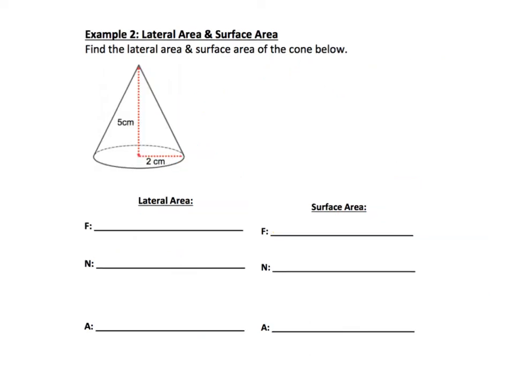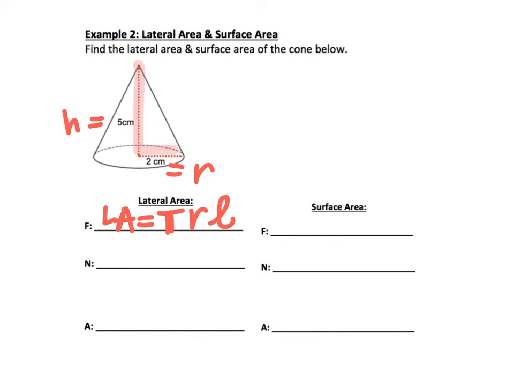Our second example, we need to find the lateral area and surface area again. Remember, my formula for lateral area is LA equals pi times the radius times the slant height. Now in this case, we have our radius, which is 2. And then instead of slant height, we have just the height. If you notice, I'm going to use my little highlighter.